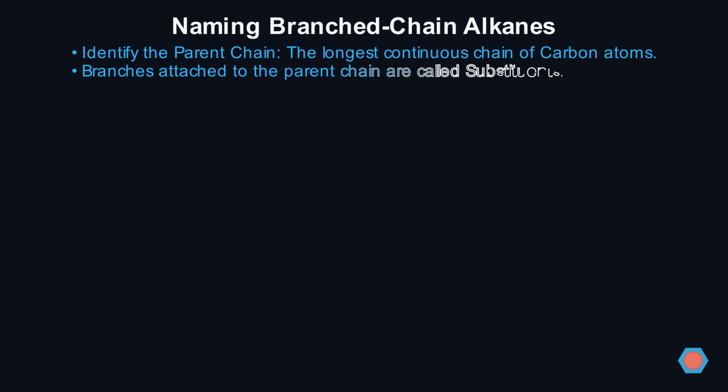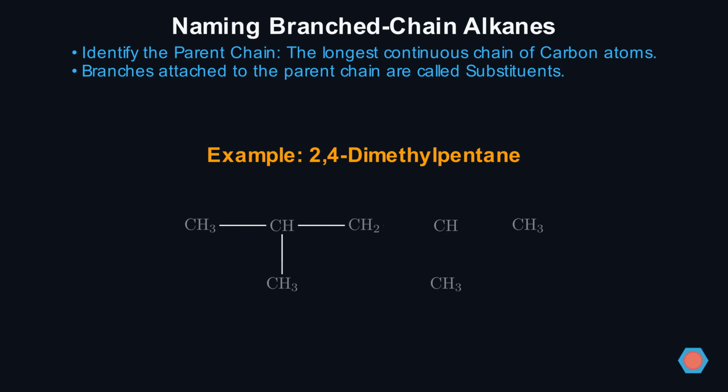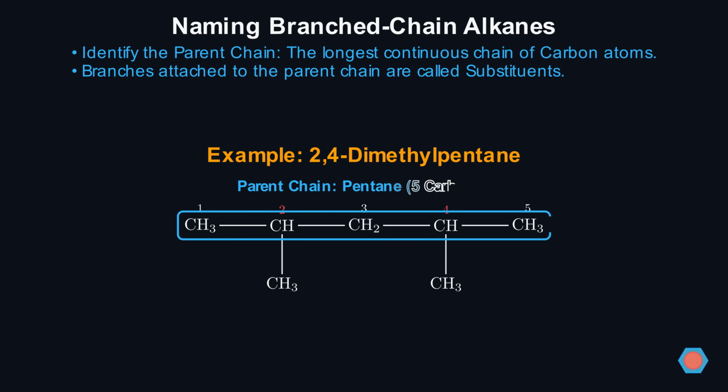The second important thing to take note of is that to name branched chain alkanes, you must be able to identify the main carbon chain, which is usually the longest chain, and the branch or branches when necessary. For example, looking at this structure, this is 2,4-dimethylpentane. The longest carbon chain is the pentane, and the substituents are the two methyl groups at positions 2 and 4 respectively.